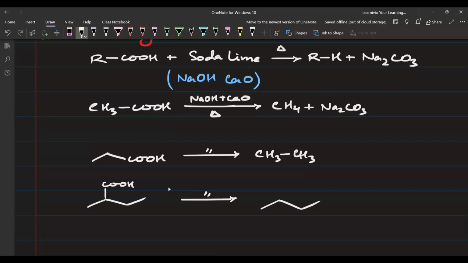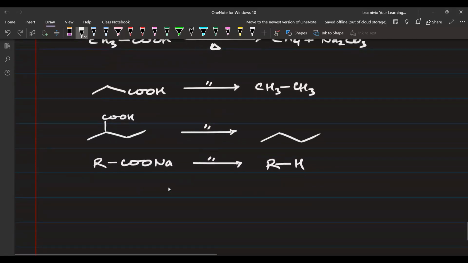चलिए. Now, this reaction can also be done if you have a sodium salt of carboxylic acid. For example, आपके पास क्या है? RCOONa है, and you use the same reagent, तब भी ये reaction हो जाएगा and you will get RH. ठीक है. सोडियम सॉल्ट ऑफ कार्बोक्सिलिक एसिड बोला जाता है इसको. This is the sodium salt of carboxylic acid. Fine.